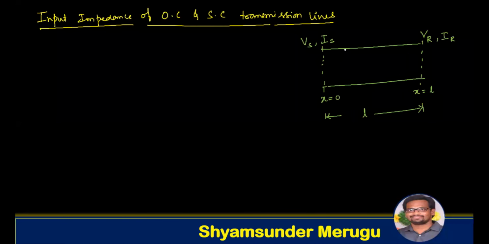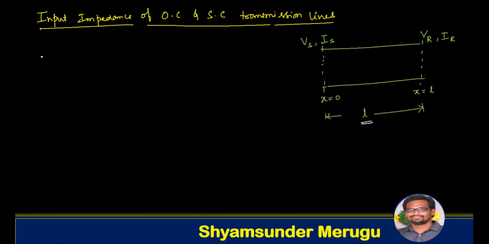lines, let us consider a two-wire parallel transmission line here, and the sending voltage and current are given as Vs and Is respectively, and the termination voltage is Vr and termination current is Ir, and at the beginning it is x equal to 0, and at the ending it is x equal to L. That means the length of the transmission line is L.